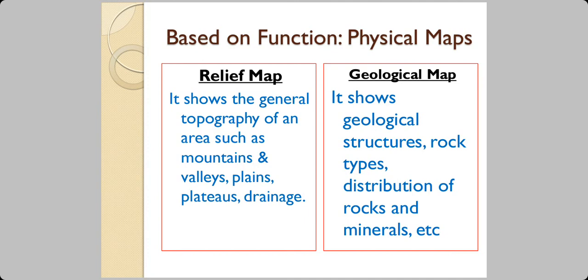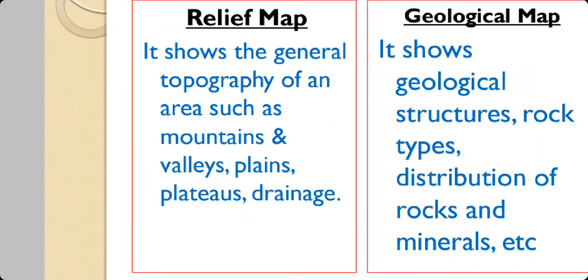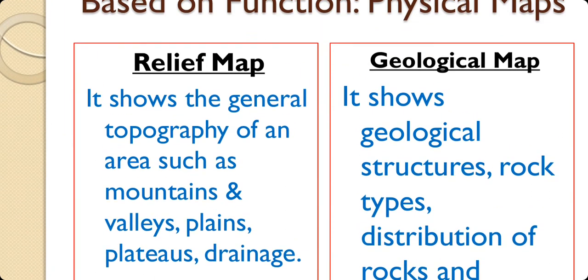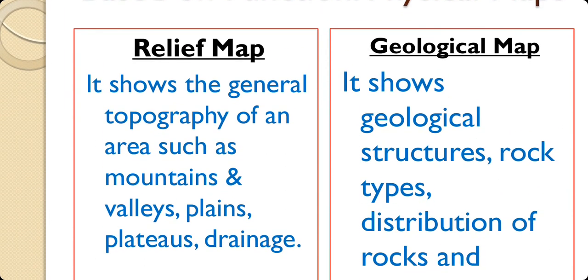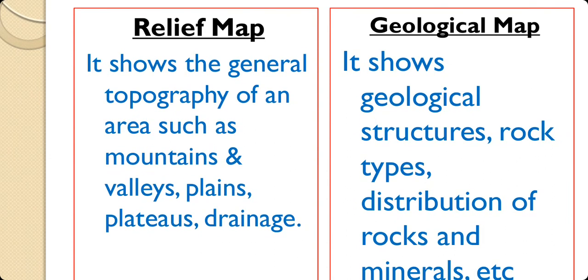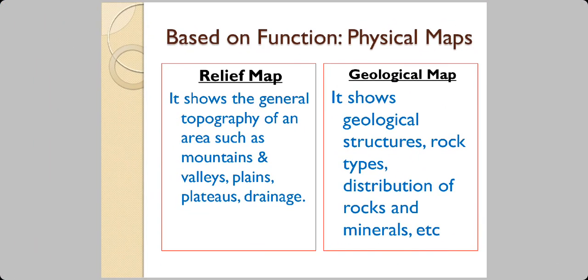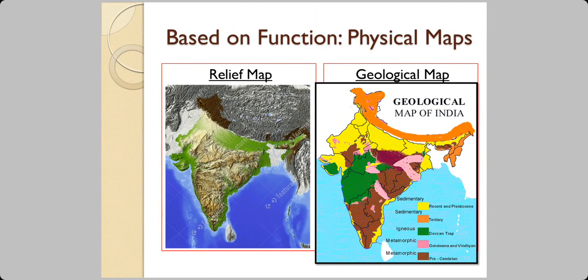Now, based on function, we have the physical map, which shows the physical features of the Earth's surface. We have the relief map. It shows the general topography of an area, such as mountains and plains and valley and plateau and drainage. We have geological maps. It shows geological structures, rock types, distribution of rocks and minerals, etc. They can all have different themes, and based on different themes, we have different map types.